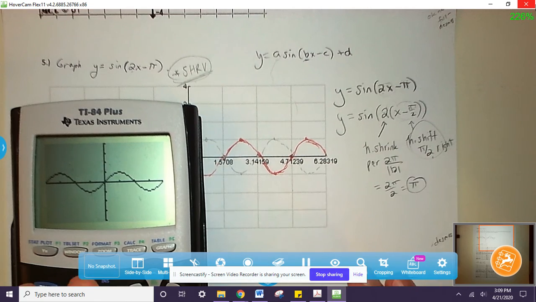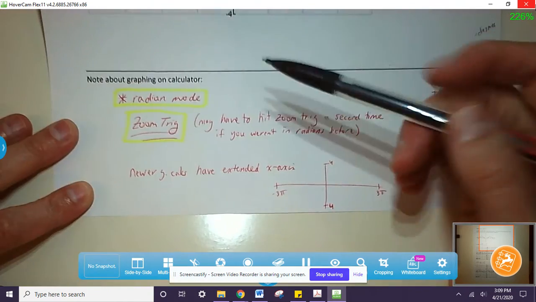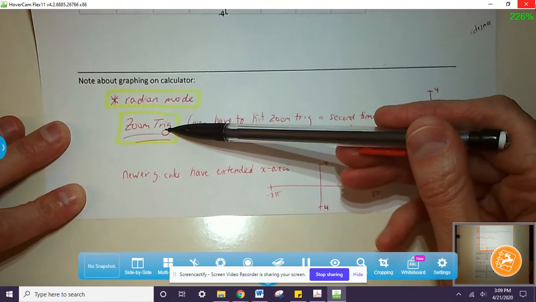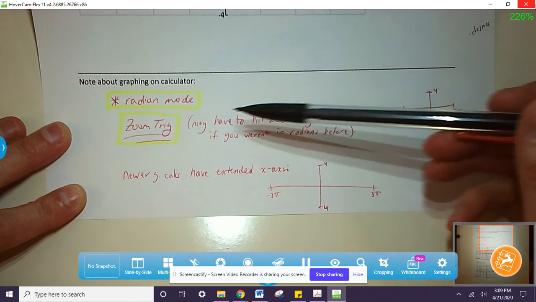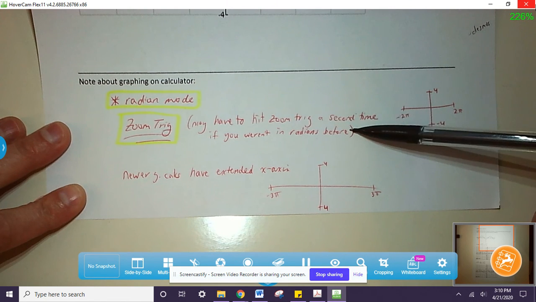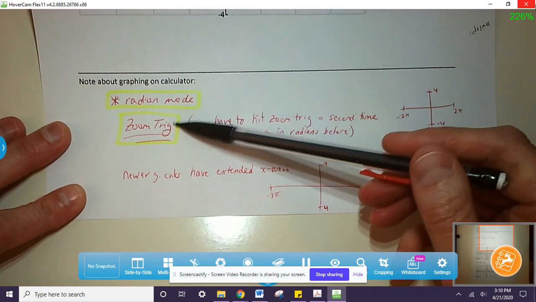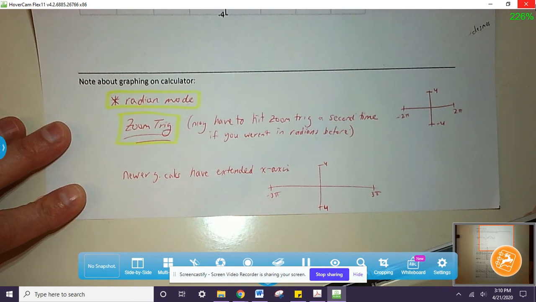So as far as notes for the graphing calculator portion, at minimum, please write down that you need to be in radian mode and zoom trig. If you want to, you can write down you might have to hit zoom trig a second time if you weren't in radians before. Or you can write down, make sure you're in radians before you hit zoom trig, just to avoid that mismatch with the window and the mode.